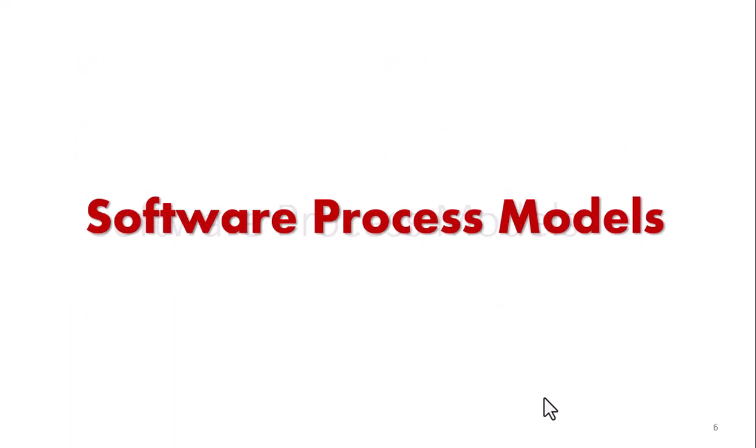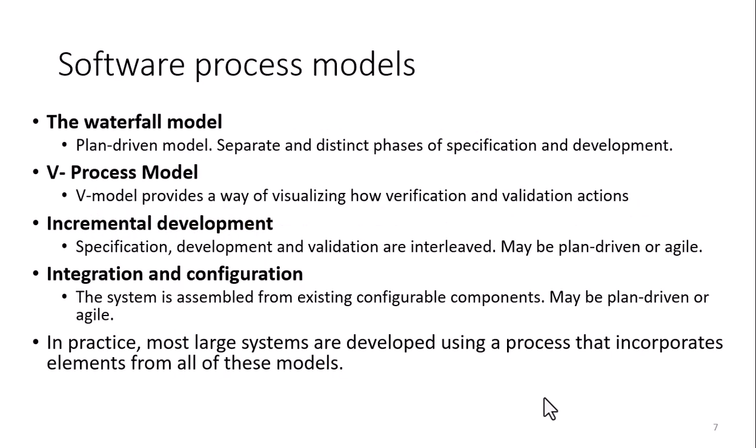Now let's discuss the software process models. We have these few process models. The waterfall is a plan-driven model with separate and distinct phases of specification and development. The V model provides a way of visualizing verification and validation actions. In incremental development, specification, development, and validation are interleaved. It may be plan-driven or agile. So incremental can be plan-driven or agile.